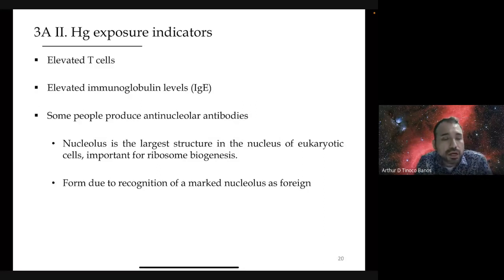Indicators of high exposure to mercury in the body are the following. Examples are elevated T cells, elevated immunoglobulin levels, such as IgE. Some people produce anti-nucleolar antibodies. The nucleolus is the largest structure in the nucleus of eukaryotic cells, which is important for ribosome biogenesis. These antibodies form due to recognition of a marked nucleolus as foreign.